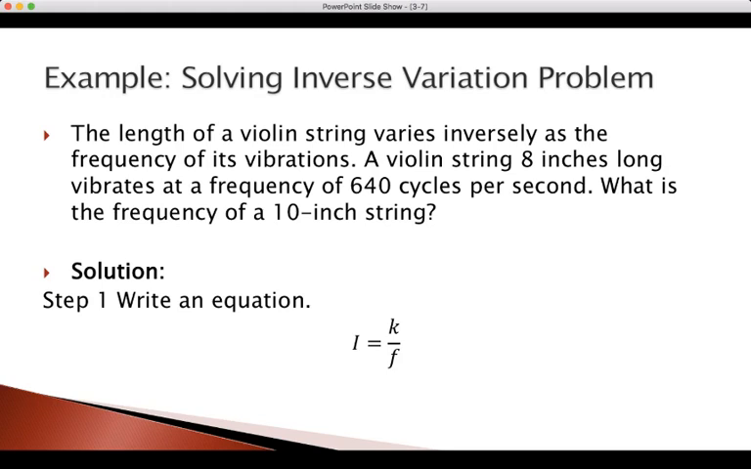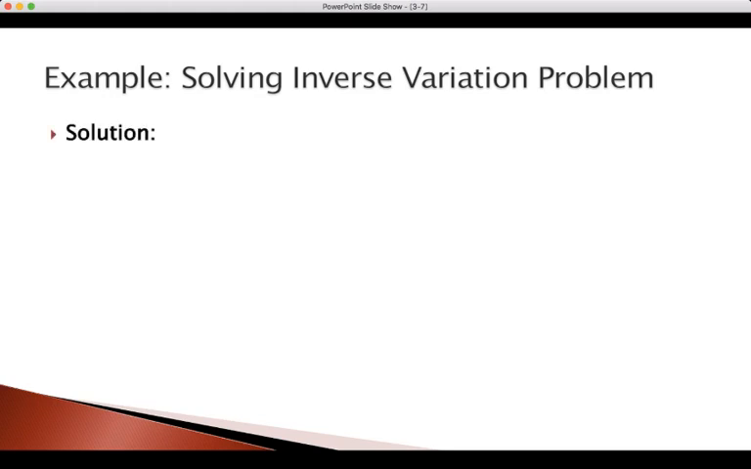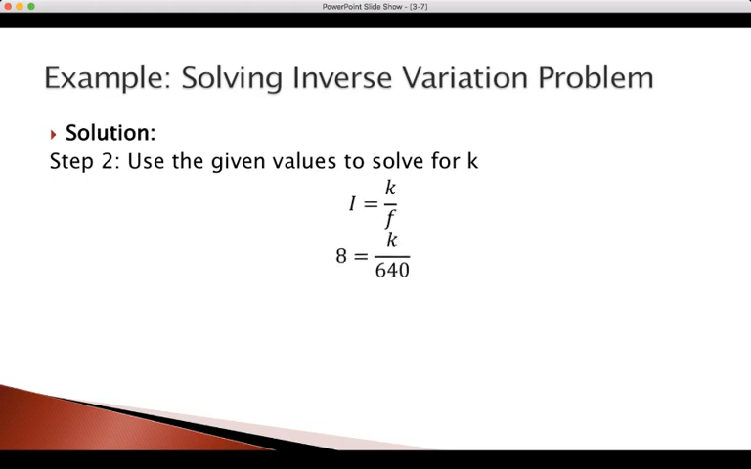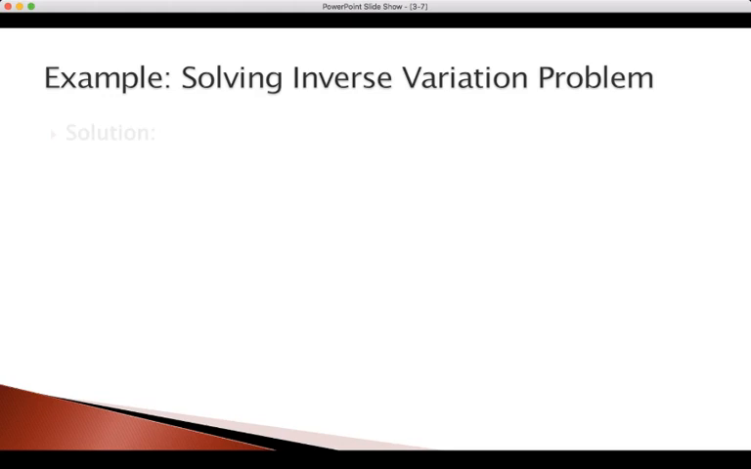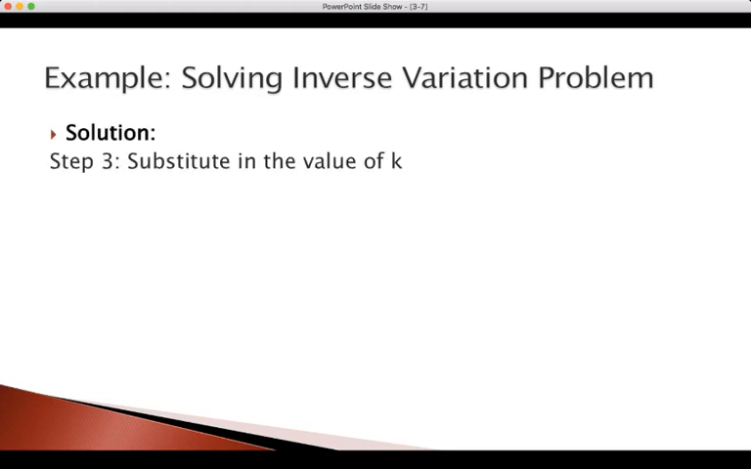And we have an example in here. We have the length of this string, and we have the number of vibrations. So we can use this to calculate our value for k. Solution. Use the given values to solve for k. L is equal to k over f. 8 is equal to k over 640. Multiply both sides by 640. And we conclude that k equals 5,120.